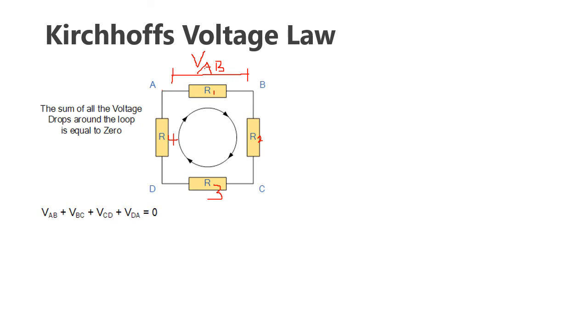R2 is connected between points B and C. Therefore the voltage drop between B and C is VBC. Then VCD, and here I am considering VAD.